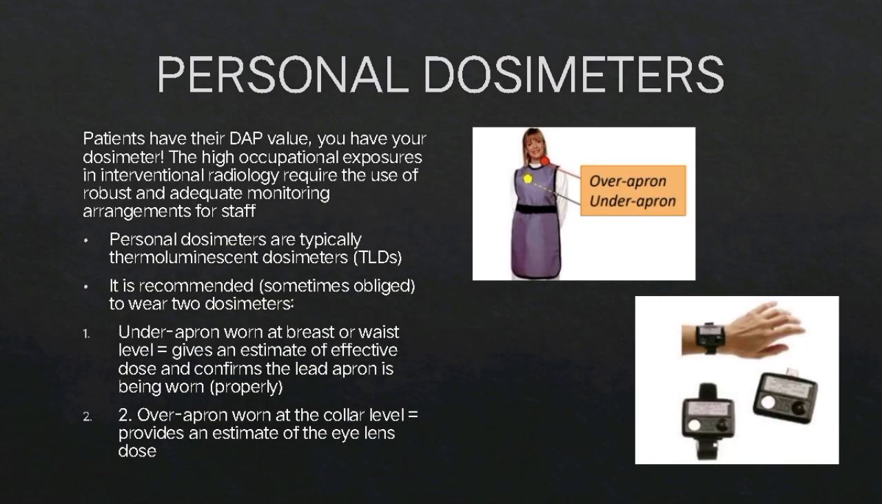Personal dosimeters are typically thermoluminescent dosimeters or TLDs. It is recommended or sometimes obliged to wear two dosimeters. First is under the apron, worn at breast or waist level, to give an estimate of effective dose and confirm the lead apron is being worn. Second is over the apron, worn at the collar level, which provides an estimate of the eye lens dose.